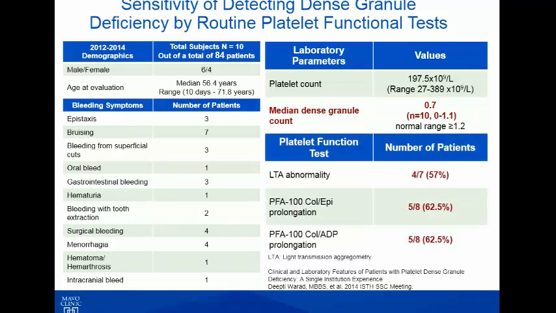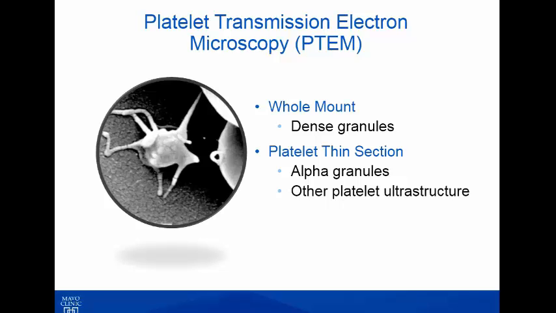And then we looked at their platelet aggregation and the PFA results. We found that the sensitivity of these tests in this patient population, 10 patients, is about 60%, which agrees with the literature. So now the other test is platelet electron microscopy. We have two tests to do that. One is called a whole mount, and one is called a thin section. Whole mount is to study and quantify dense granules, and thin section is to study the ultrastructure such as alpha granules in the platelets.